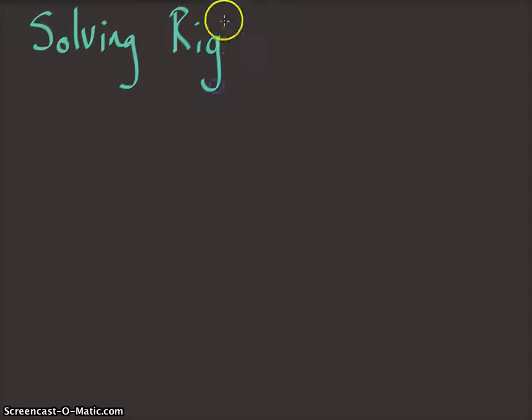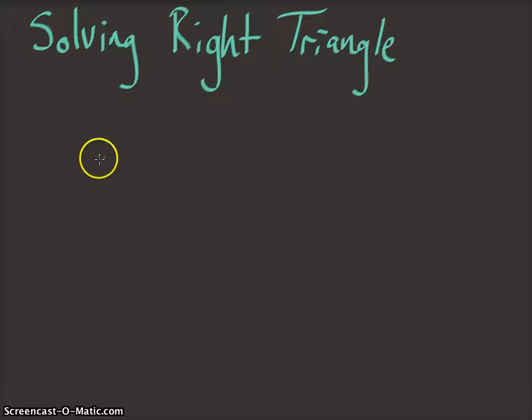Okay folks, we've been doing lots of videos dealing with right triangles, and now we're going to finally put it all together and see what it means to solve a right triangle. Simply, solving a right triangle means finding all the information, so all the side lengths and all the angle measures that make up that triangle.